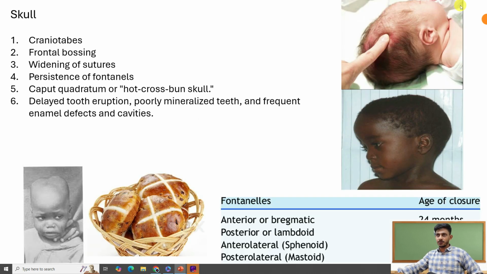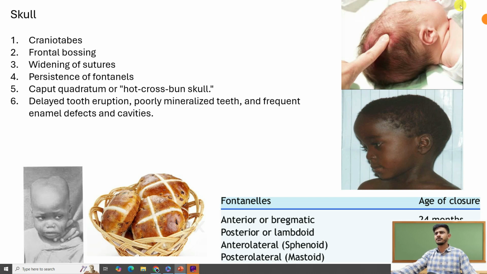You can see craniotabes or ping pong skull. You can press the skull and it will get indented. There's frontal bossing, prominence of the skull in the forward area, and widening of the sutures. You know, the skull has sutures which fuse later on. If the sutures get wide enough, you can see a hot cross bun appearance of the skull, also called caput quadratum. The fontanelles persist, especially the posterior fontanelle, which is supposed to close around 3 months, and can even be persistent beyond 6 to 7 months in rickets, and also delayed tooth eruption and poorly mineralized teeth development.